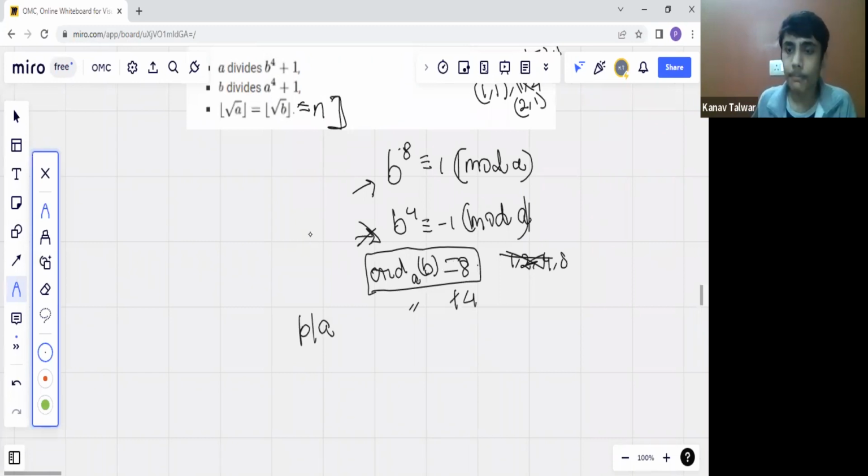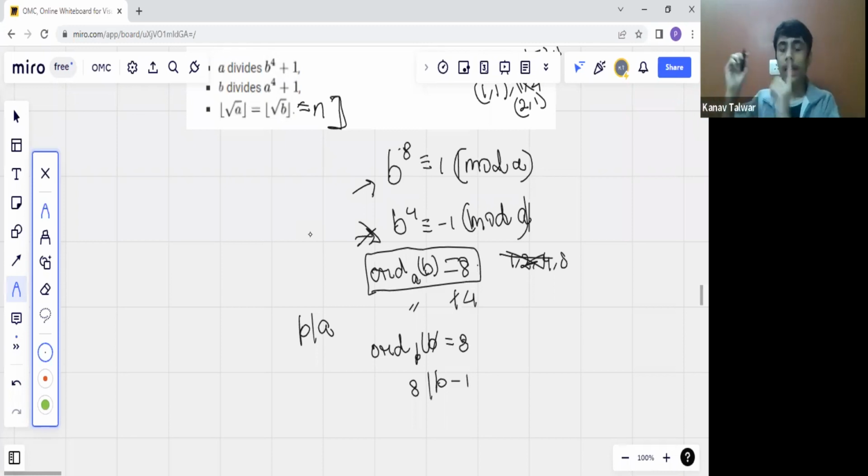Nice. So for any prime P that divides A, we still have that the order of B modulo P is equal to 8, because of the exact same ideas. Hence 8 divides P minus 1, just because B to the P minus 1 is also 1 mod P and B to the 8 is also 1 mod P. So 8 must divide P minus 1. Thus P is 1 modulo 8, and numbers that are 1 modulo 8 are 1, 9, 17 and so on. But 1 and 9 are not prime. So any P that divides A must be at least 17. Is this clear? Just write the yes.